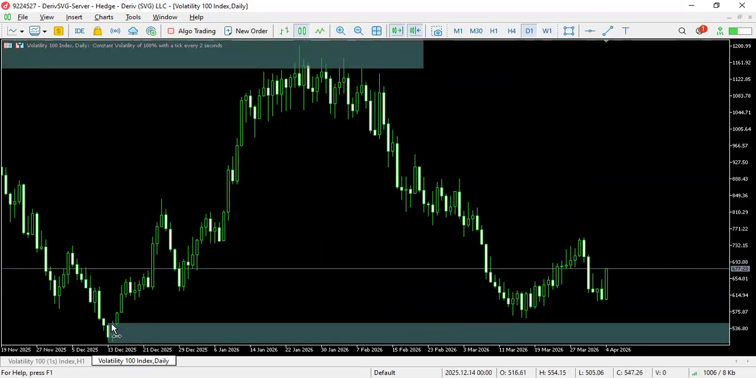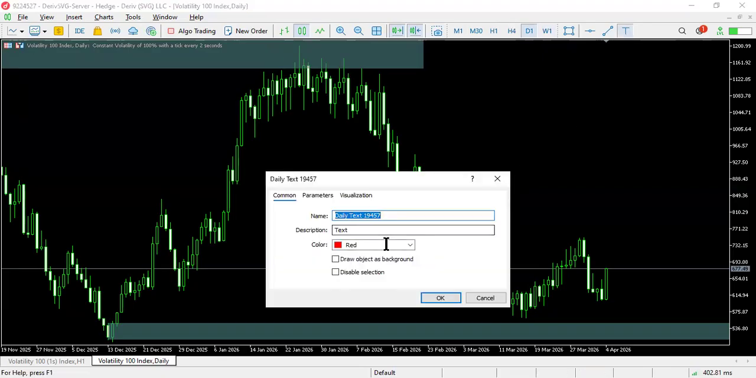Therefore, I'm still going to be looking for selling opportunities until price comes to my area of interest, which is the demand zone. As you can see, it's not yet there. Therefore, I'm still bearish. So my bias is still bearish, and I can see we have a most recent break of structure right there. So that is our most recent break of structure.